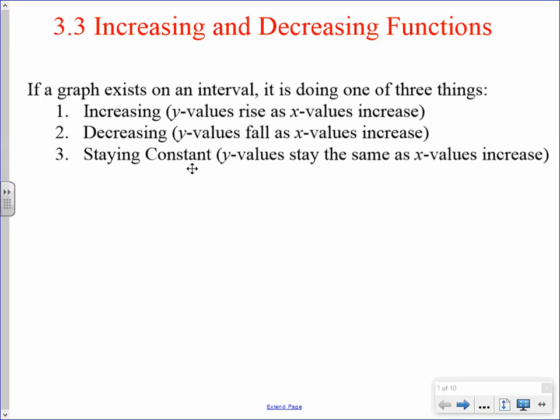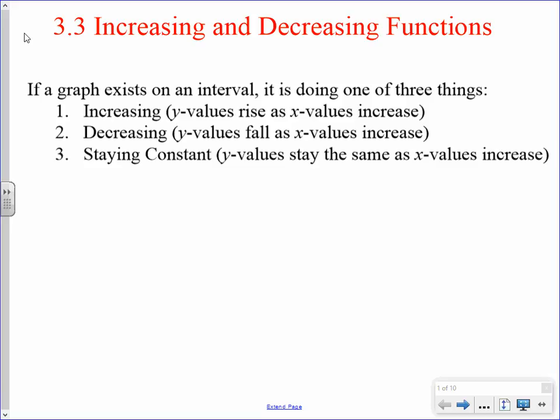Today our focus is going to be on increasing, decreasing, and constant. So there are three things that a function can do. It can rise, it can fall, or it can remain the same. Would you agree? Okay. There's really no other option, right? Okay. So what I want to talk about is what this has to do with the derivative.